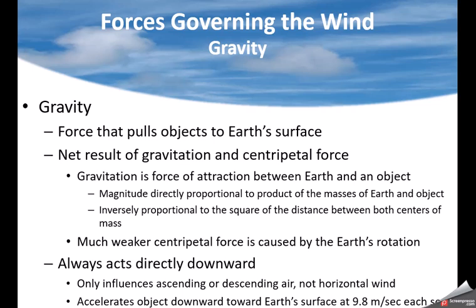There's one more, gravity. The Earth has gravity, as we know, two objects being pulled together. On the Earth, gravity is always going to tend to work down. It does not impact horizontal winds. It only impacts the air motion in the vertical, first off.